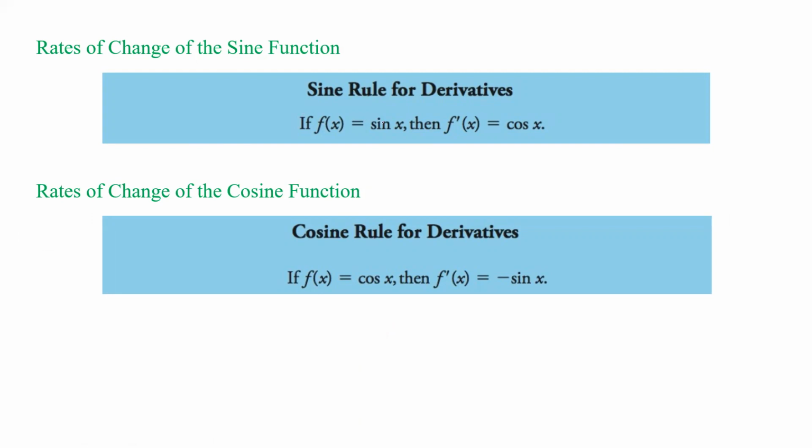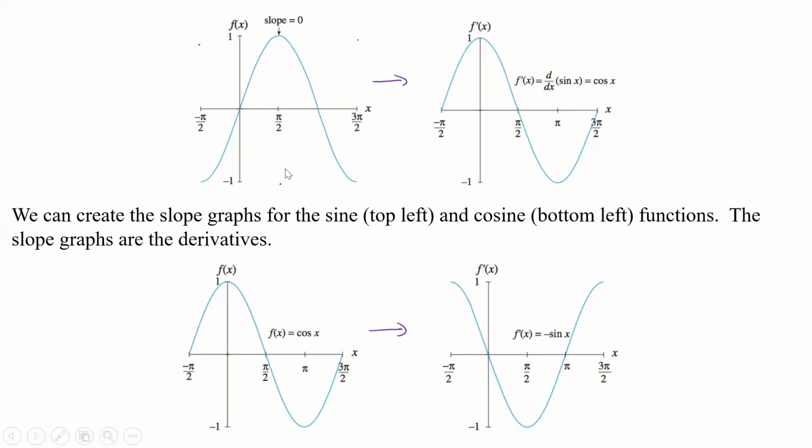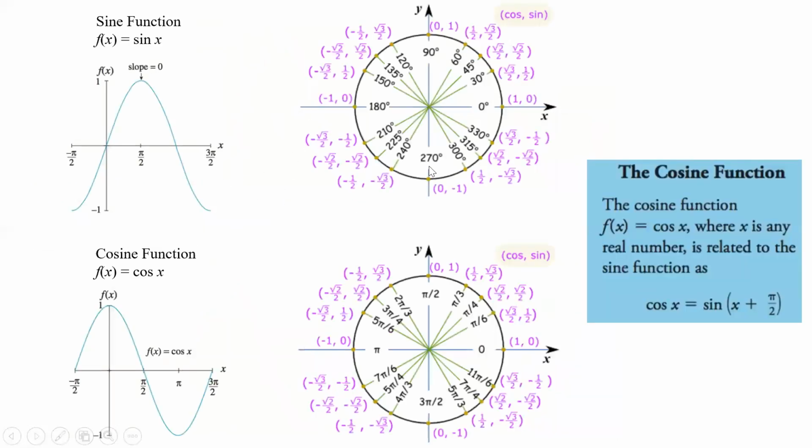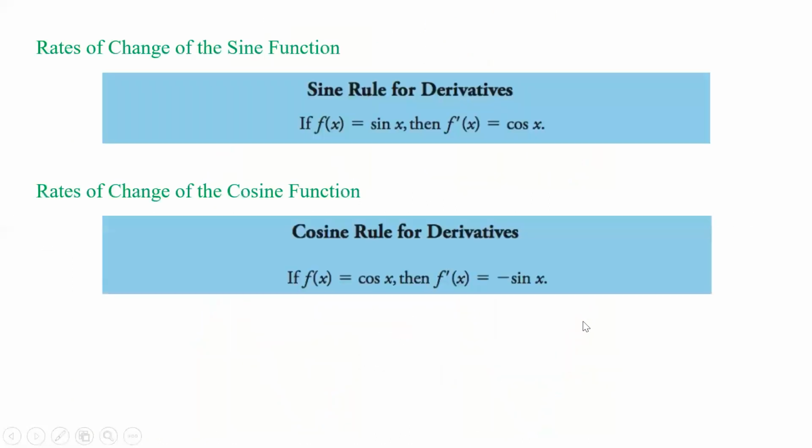So using the graphs, we're able to come up with our sine rule and cosine rule for change. If f of x is equal to sine of x, then f prime of x is equal to cosine of x. And if f of x is equal to cosine of x, then f prime of x is equal to negative sine of x. Okay, so that all comes from your trig that hopefully you've had, so you understand the unit circle and how all that works.